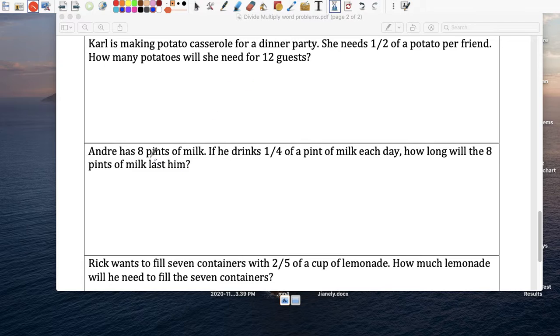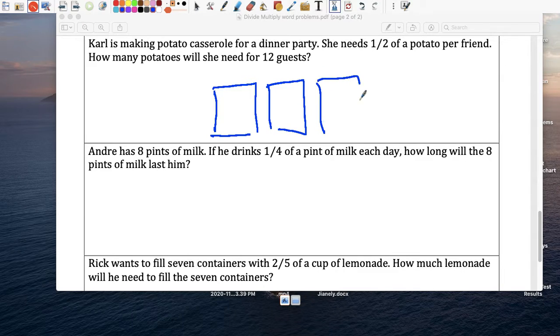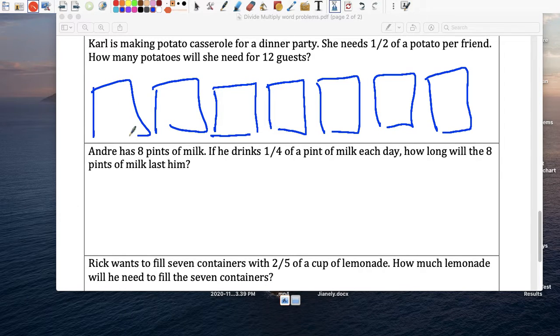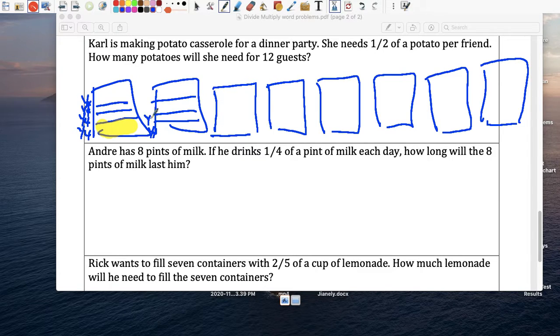Andre has 8 pints of milk. We did this, right? 8 of these guys, pints. 5, 6, 7, 8. I don't know why, but Andre cada día solo toma un poquito, just this. Every day he just drinks 1/4. Monday 1/4, Tuesday 1/4, Wednesday 1/4, Thursday 1/4, and then we're going to open another one. Friday 1/4, Saturday 1/4, and so on.